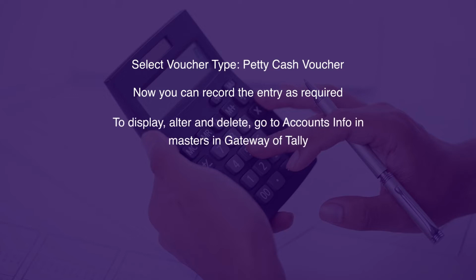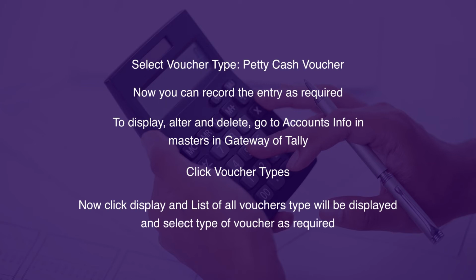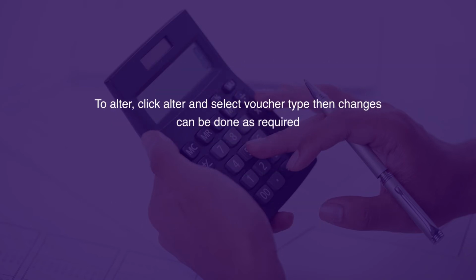If you want to display, alter or delete the voucher type, then again you have to go to Accounts Info in Masters in Gateway of Tally. Click Voucher Type. Now click on display if you want to see the voucher types, and all the voucher types will be displayed, and you can select the specific type of voucher which you want to view. If you want to alter it, click on alter and select the voucher type which you want to alter. Then you can make whatever changes you require.